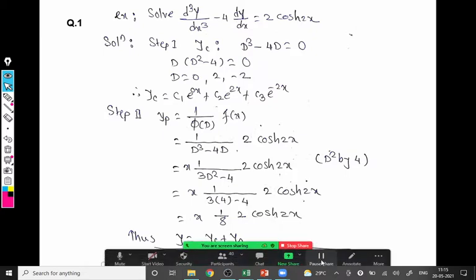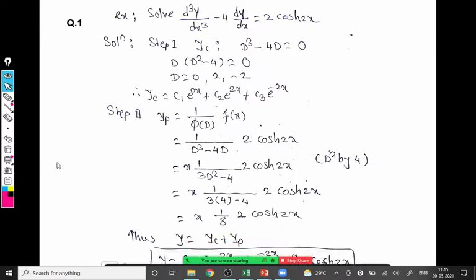So here the last part is just YC plus YP written there. YP is actually x upon 4 cos hyperbolic 2x. That is YP here.